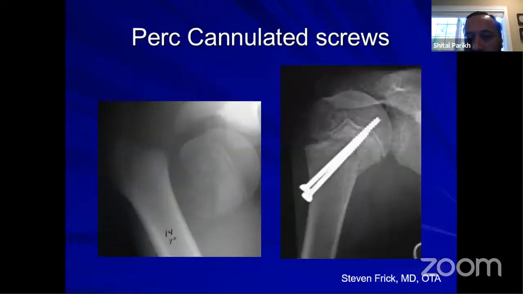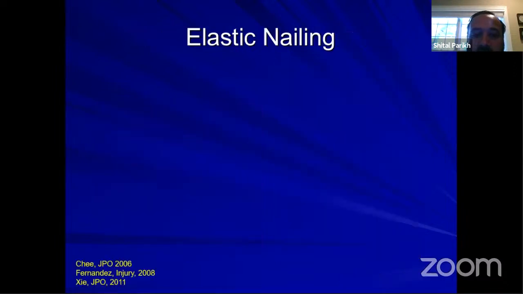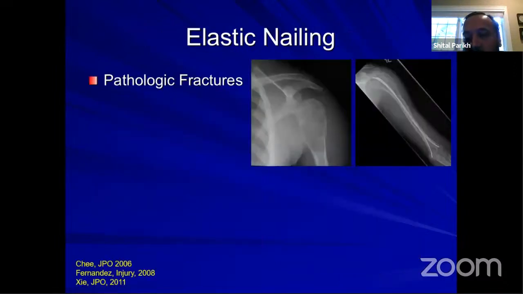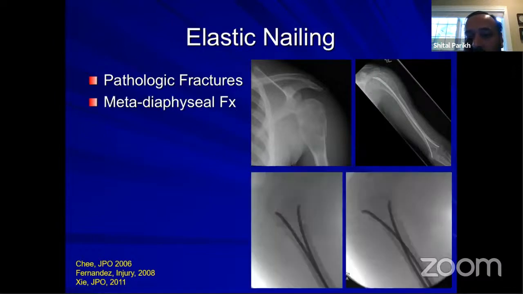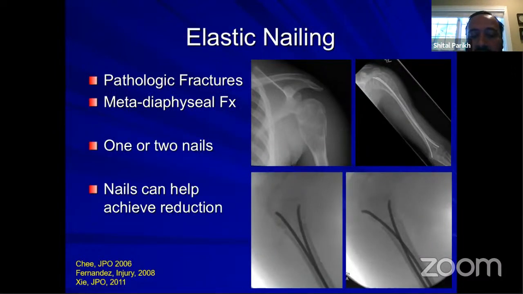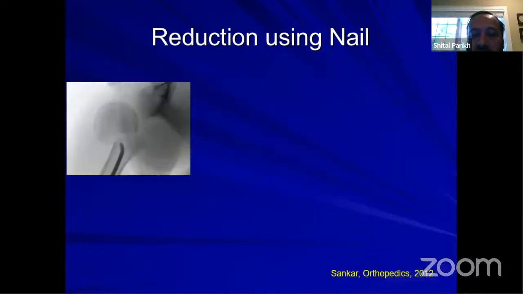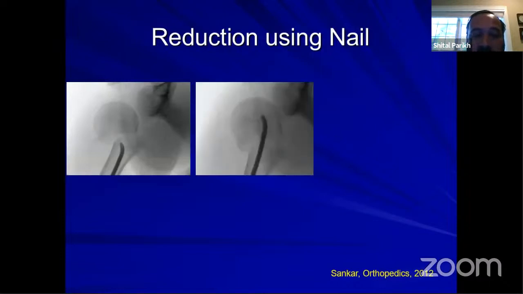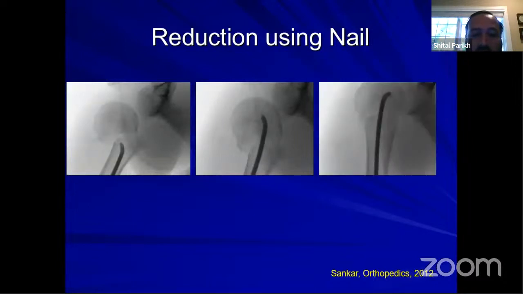Lately, we have been using screws as well to treat these injuries. So once you get your pins in, then it's just a matter of putting a cannulated screw on top. You can also use elastic nailing, especially for pathologic fractures where we want to put the nail in to protect the entire bone, or for longer duration. Elastic nailing does help quite a bit. You can put 1 or 2 nails, and the nails can also help in achieving reduction, just like the Metaizeau technique for your radial head fractures, or radial neck fractures. You can use these techniques for reduction as well, as shown here.